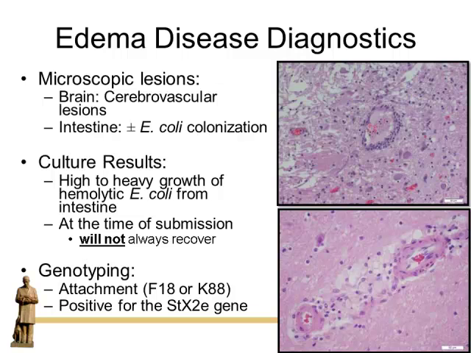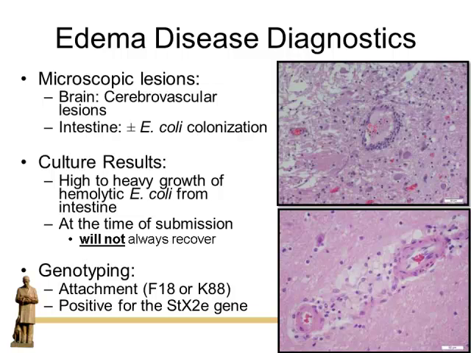So microscopically, what do you see? A lot of times nothing. It's sometimes hard to diagnose if we don't have the right piece. Typically, the brainstem is probably the best option for us. And we like to actually have a heavy growth of E. coli and then genotype that E. coli and find that the sugar toxin is present before we really diagnose edema disease.